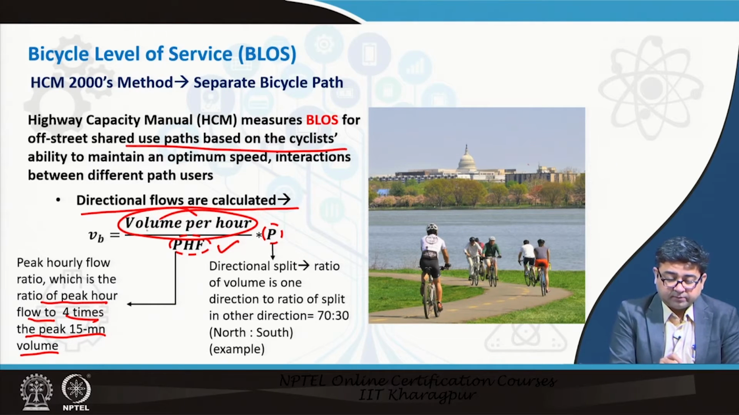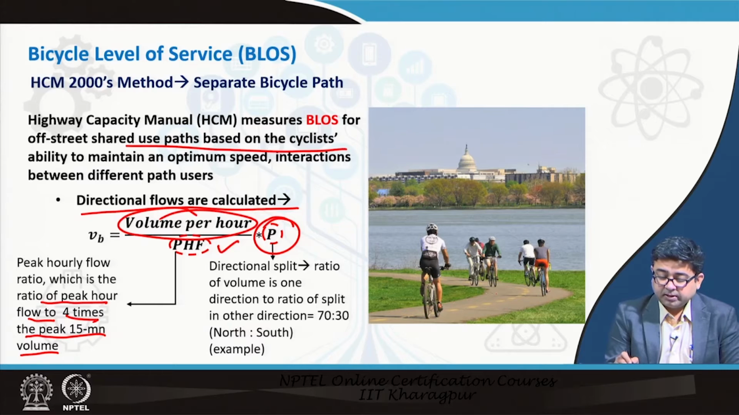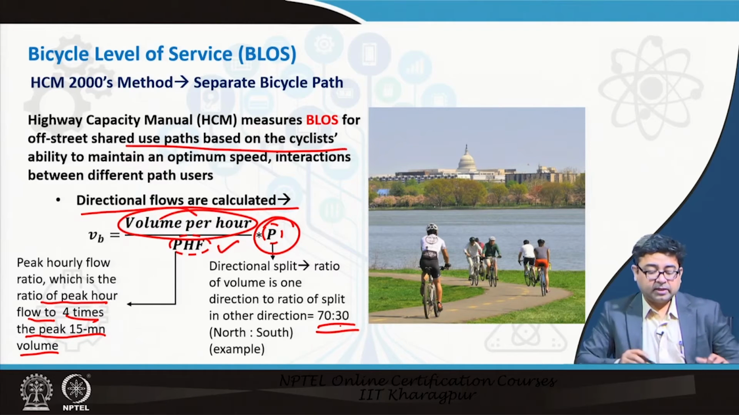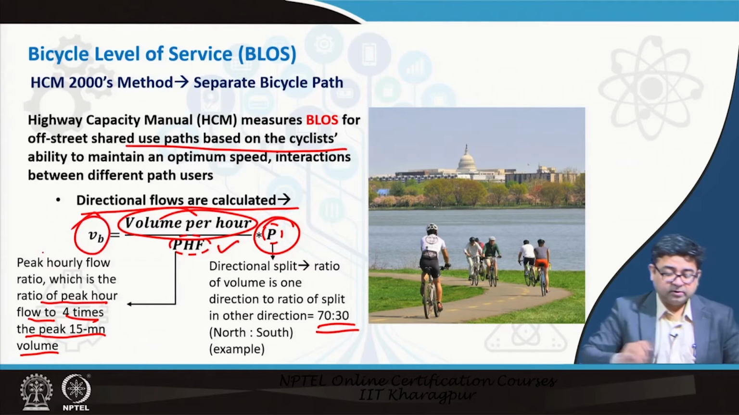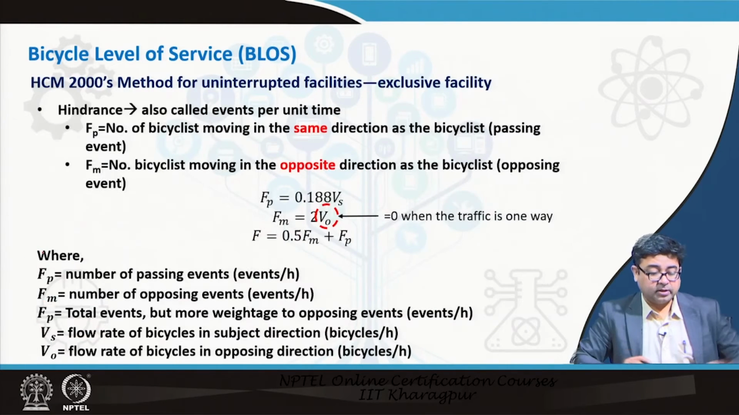You multiply the volume divided by the peak hour factor by the directional split, right, the ratio of the split in the north south direction. For example, that is why 2 lanes are given. So, if you multiply it by the directional split, if it is 70-30 or 60-40, whichever it is, 0.6, 0.7, that will give you the directional flow. That is the first thing to understand.